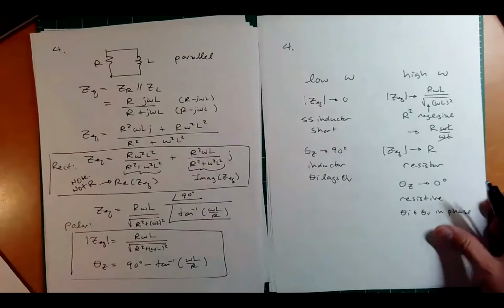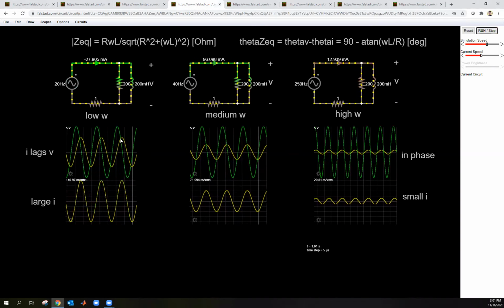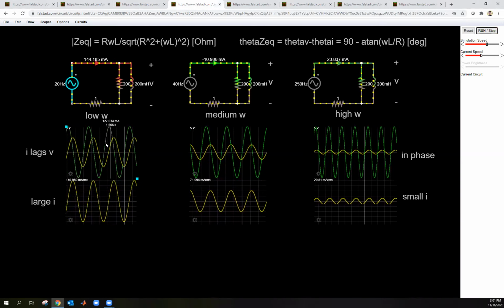All right, let's go to the simulation and check this out. So we have here the resistor and inductor in parallel. Again, I put a little resistor here just to make sure everything settles out nicely. And I'm going to run this, and notice at the low frequency, the inductor is behaving like a short, and most of that current is going through that inductor. And look at the current; it's lagging the voltage, so it's very inductive. And look at this current, large amplitude.